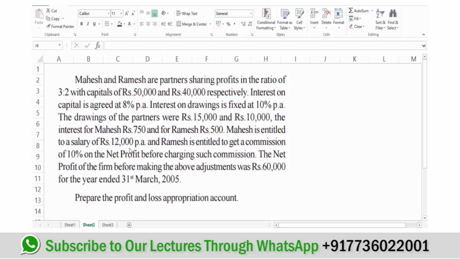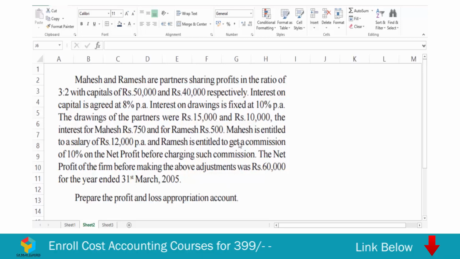Mahesh is entitled to a salary of 12,000 per annum. Ramesh is entitled to a commission of 10% on the net profit before charging such commission. The net profit of the firm before making the above adjustments was rupees 60,000 for the year ended 31st March 2005. Prepare profit and loss appropriation account.